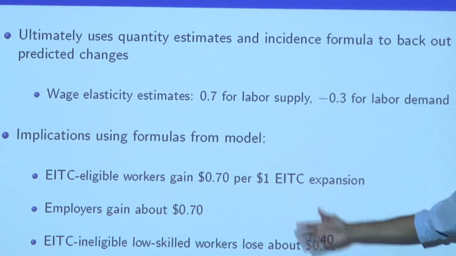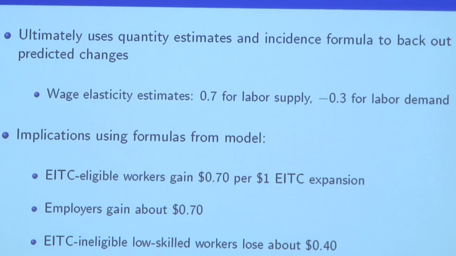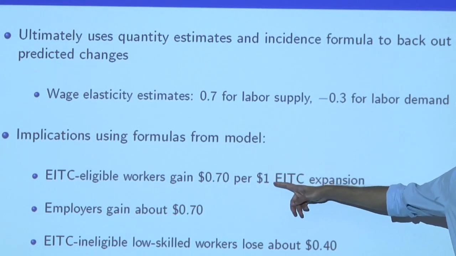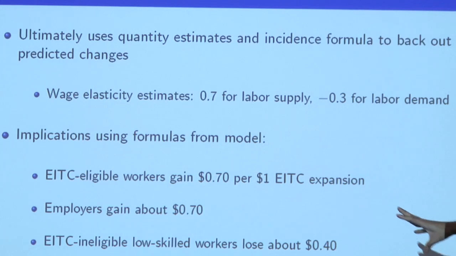What are the ultimate implications for incidence? If you take those estimates at face value, EITC-eligible workers gain about 70 cents per dollar of EITC expansion. Employers gain about 70 cents per dollar. So Walmart is basically taking 70 cents per dollar of the EITC if you take the estimates directly.